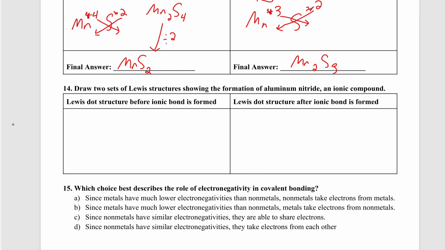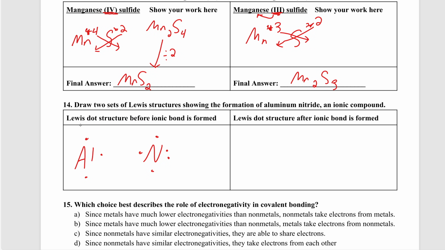Next up, draw 2 sets of Lewis structures showing the formation of aluminum nitride, an ionic compound. So aluminum has 3 valence electrons. Nitrogen has 5. If you are drawing circles and lines here, that is wrong. That is what we do for covalent bonding. This is an ionic bond, right? Because it's a metal and a non-metal. So in ionic bonds, there's no sharing, there is transferring. So the aluminum is going to give its electrons to nitrogen.